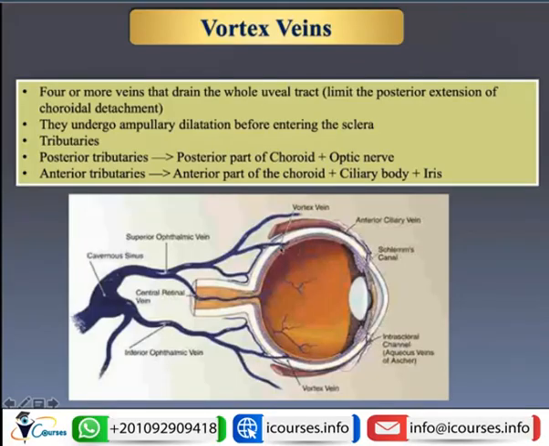They undergo ampullary dilatation before entering the sclera and give posterior tributaries and anterior tributaries. The posterior tributaries will drain the posterior choroid and optic nerve, while the anterior tributaries will drain the anterior choroid, ciliary body, and the iris.